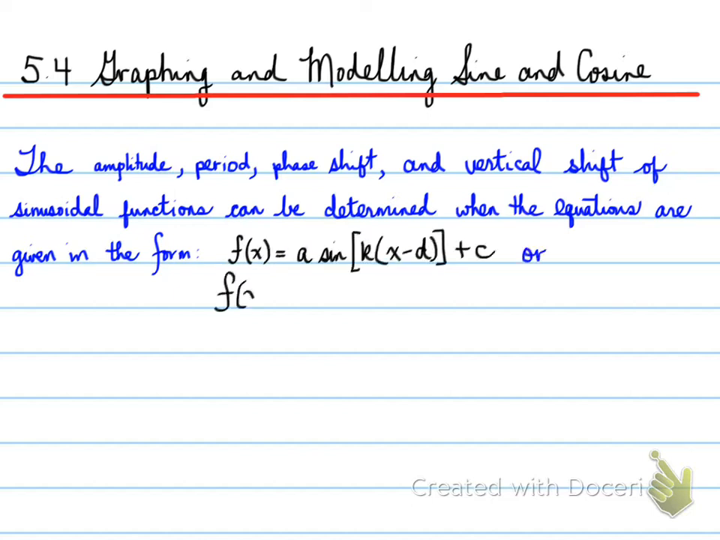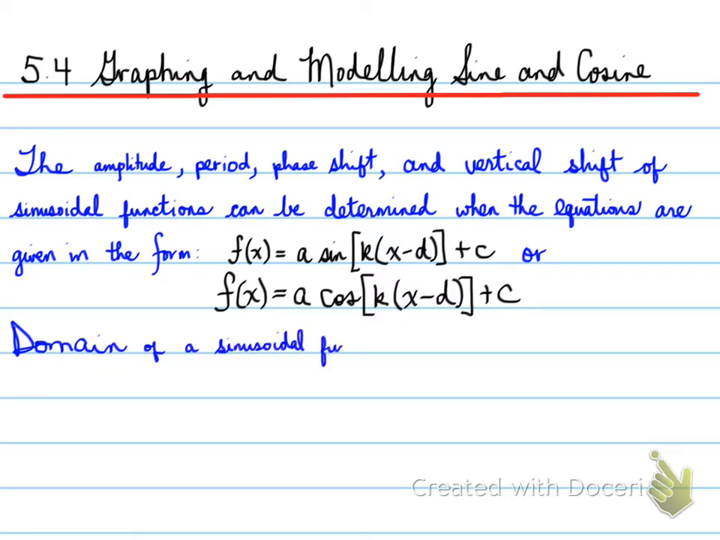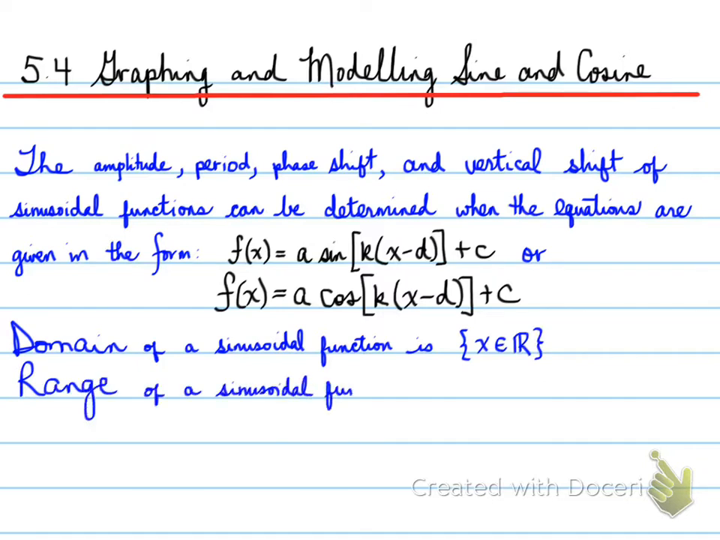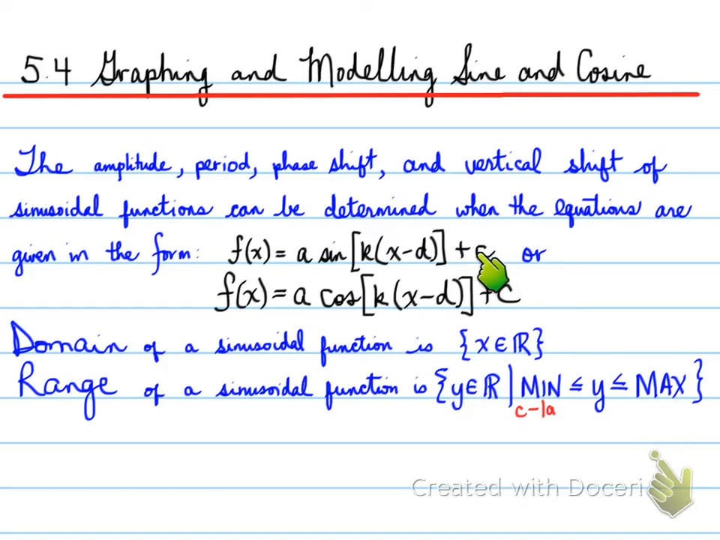So we've looked at these types of equations already, and you can actually determine the amplitude, period, phase shift, and the vertical shift based on those. Something else you should know is that the domain of a sinusoidal function is any real number. The range of a sinusoidal function goes from the minimum value all the way up to the maximum value. To calculate the minimum, you take the equation of the axis, c, and subtract the absolute value of a.